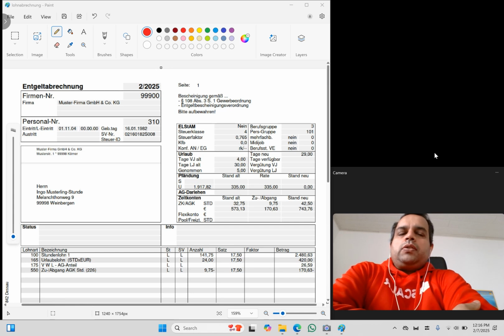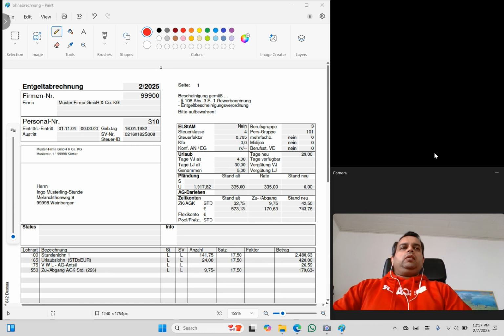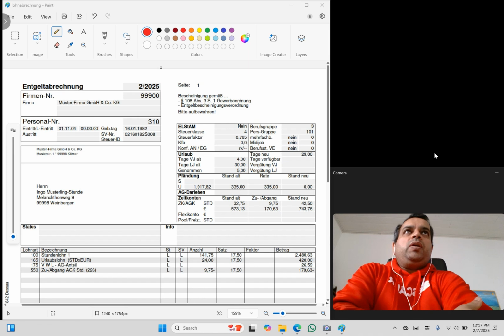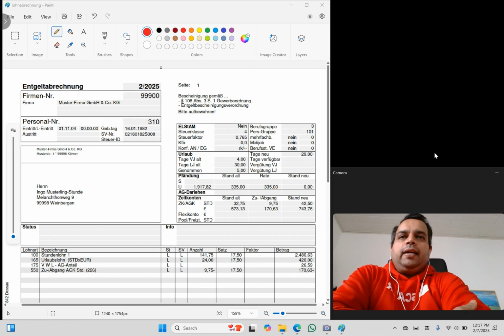So the salary slip in Germany has a lot of positions or a lot of rows in it, and a lot of information is condensed in it. It is vital to know what these individual numbers mean, and where there is an optimization chance, which we will see at the end as well.